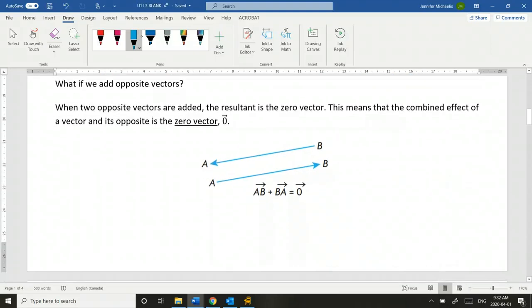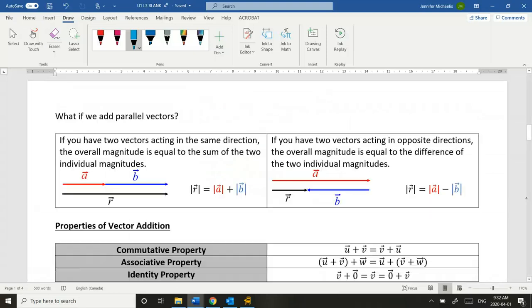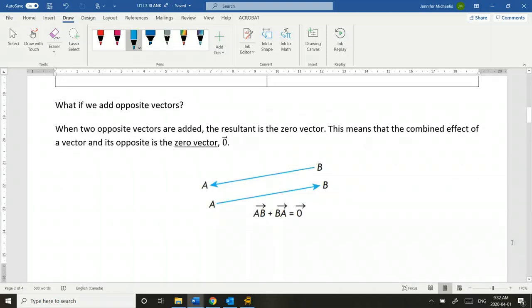Okay, so adding opposite vectors. In our previous lesson, we talked about what opposite vectors are. They are vectors that are equivalent in magnitude but opposite in direction. So when two opposite vectors are added together, the resultant is called the zero vector. That means the combined effect of the vectors is that they cancel each other out. Okay, so that results in the zero vector.